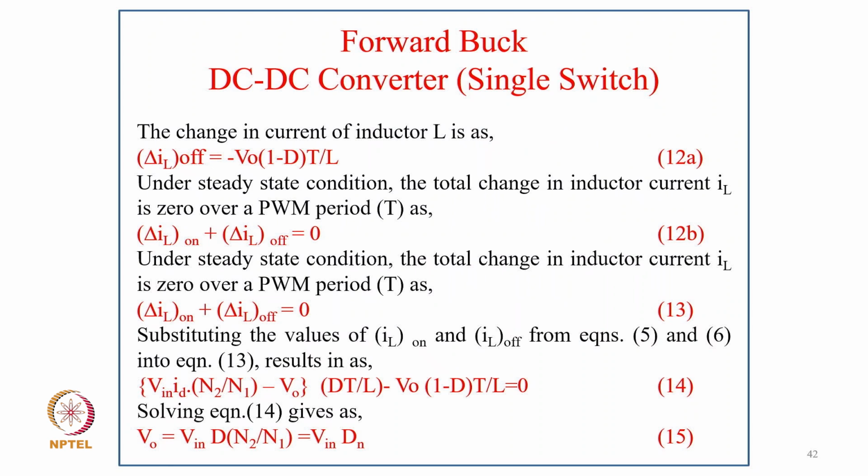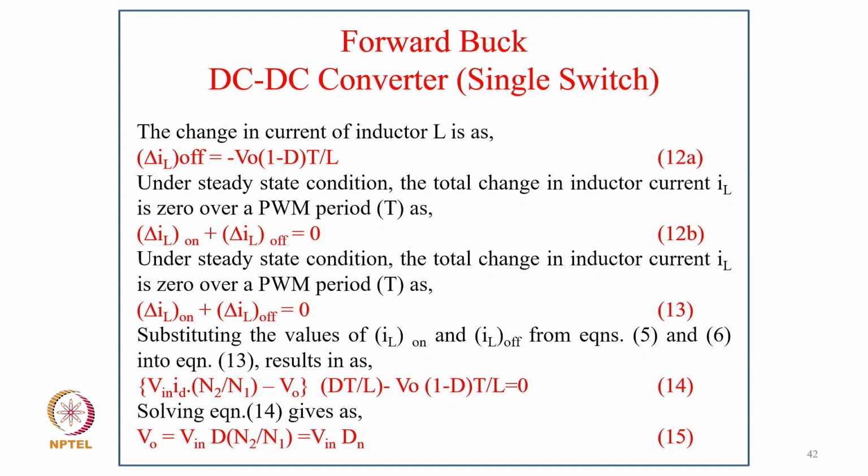So the change in the inductor current during the off period, delta IL off, is equal to minus VO (1 minus d) T upon L. Under steady state condition, the total change in inductor current IL is zero over a period, so delta IL on plus delta IL off equal to 0.